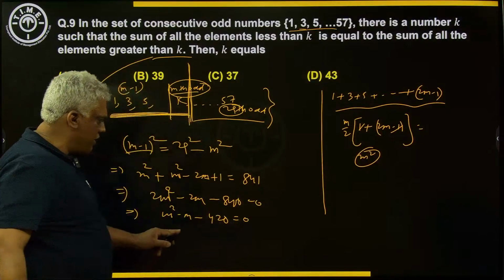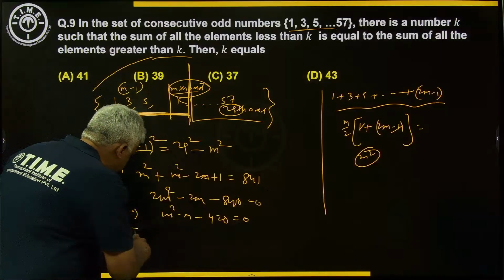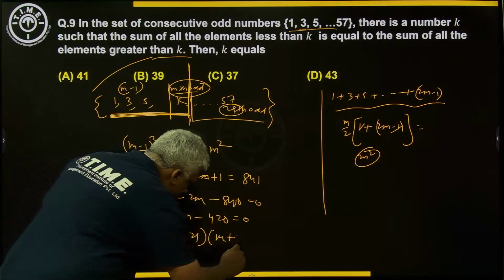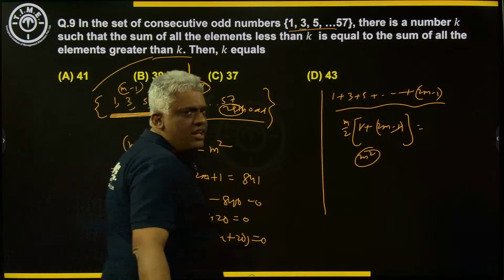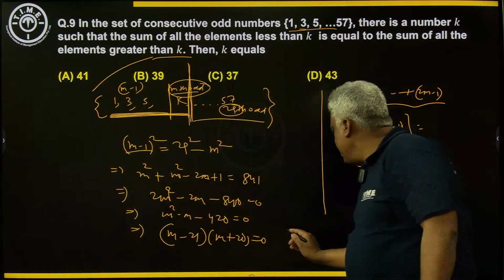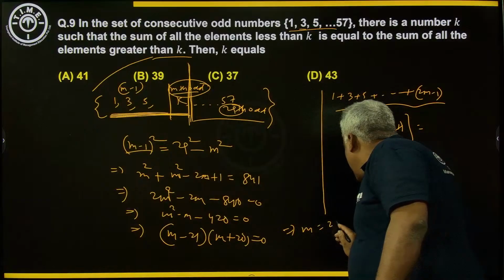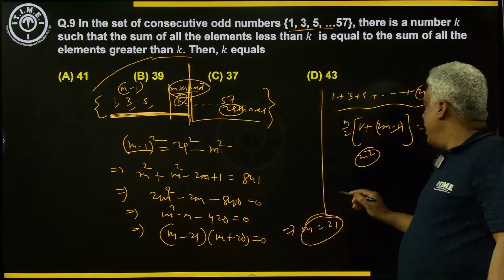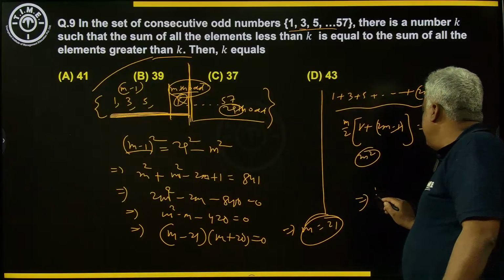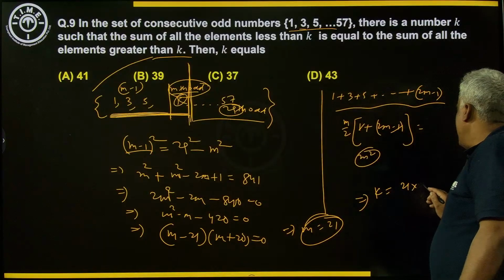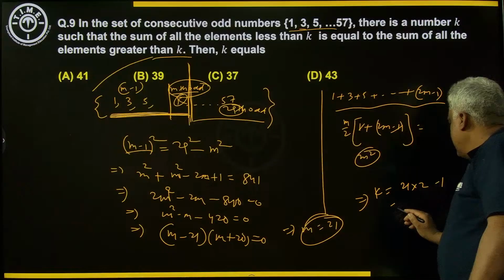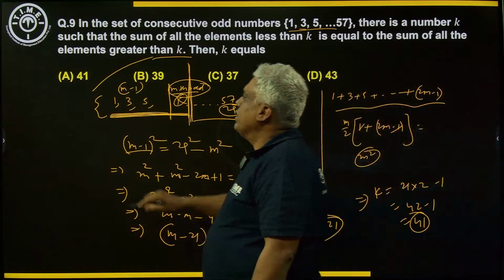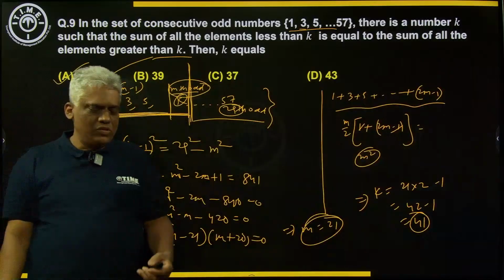Now see, for 420 the difference is 21 and 20, so it will be m minus 21 and m plus 20 equals 0. Obviously m can't be negative, so m can't be minus 20; m is 21. So we got that k is the 21st odd number. And what is the 21st odd number? It is 21 into 2, the 21st even number, minus 1, so that is 42 minus 1. So k is 41, and 41 is the answer for this. I hope this is clear.